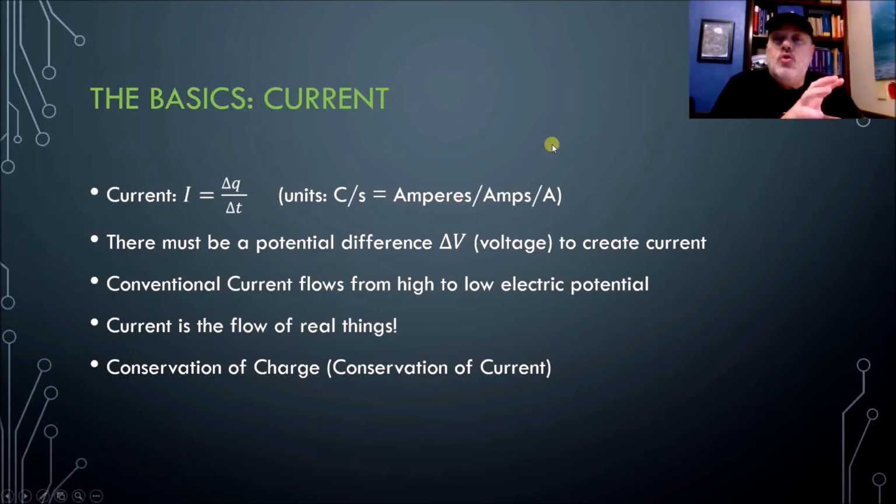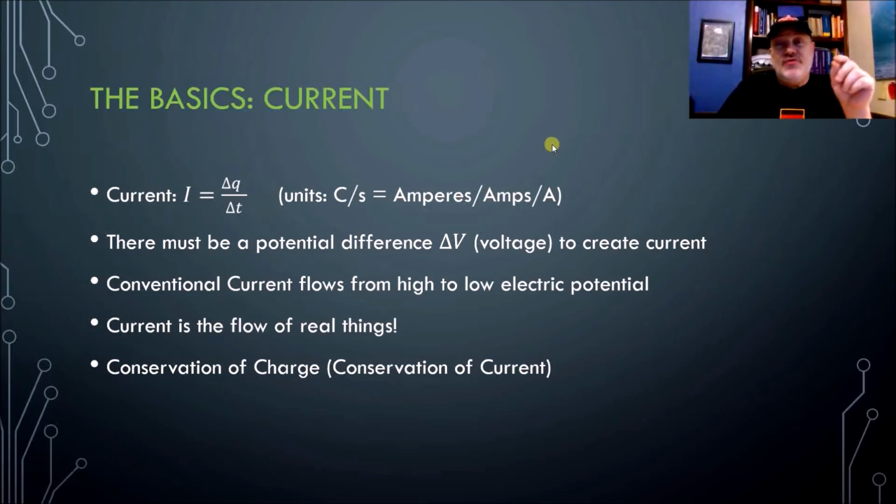Current is the flow of charge. Now this is a real thing. Remember, protons and electrons exist, and so they move through the wire. So there's this conservation of charge that has to go on. They don't just vaporize when they go through, say, a clock or your iPhone. The charge is still there because they're real things.